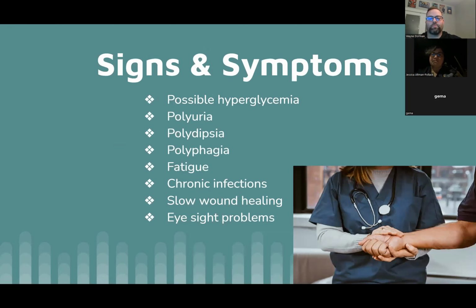Some of the things to look out for, the signs and symptoms of type 2 diabetes, would be if you have any possible hypoglycemia, polyuria, polydipsia, polyphagia, extreme fatigue, chronic infections that just won't go away, or wounds that seem to never heal, slow healing. Definitely, if you're noticing any eyesight problems, all of these are things to consider. If you see that, make sure to see your provider, make an appointment to get tested for type 2 diabetes.